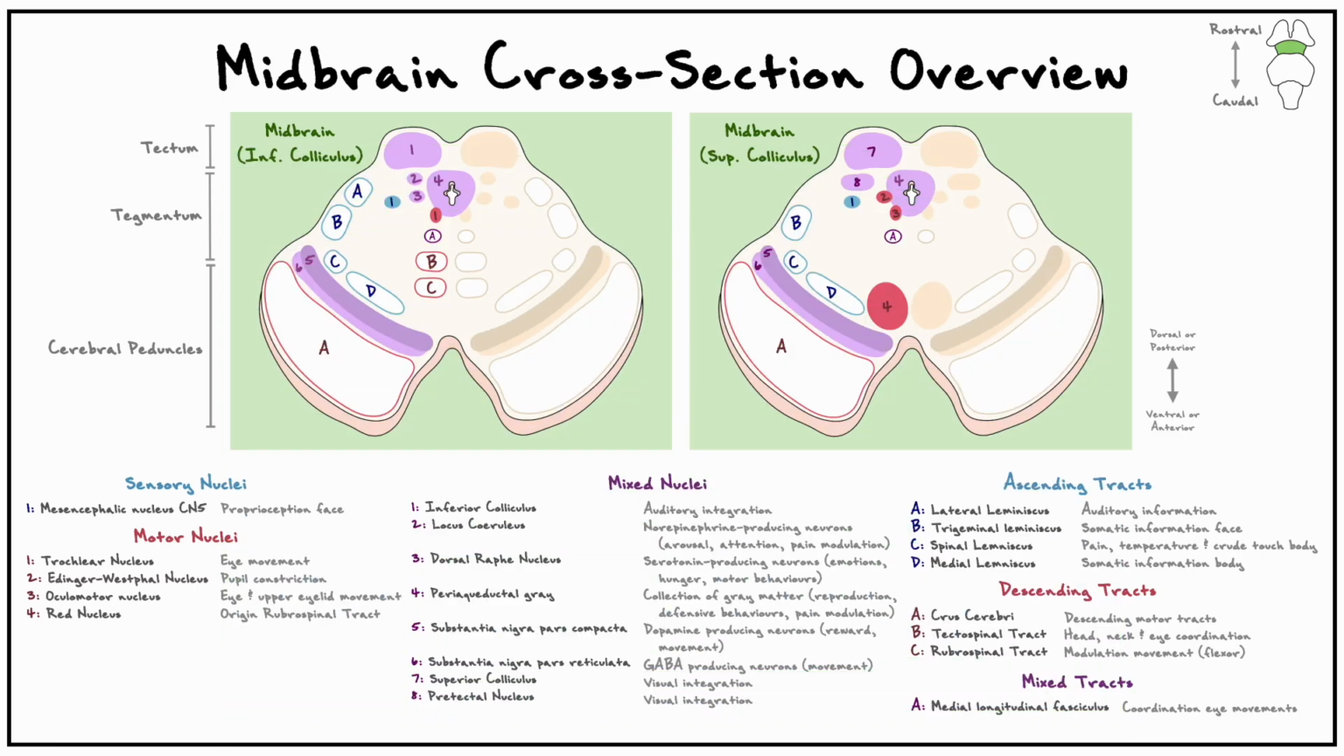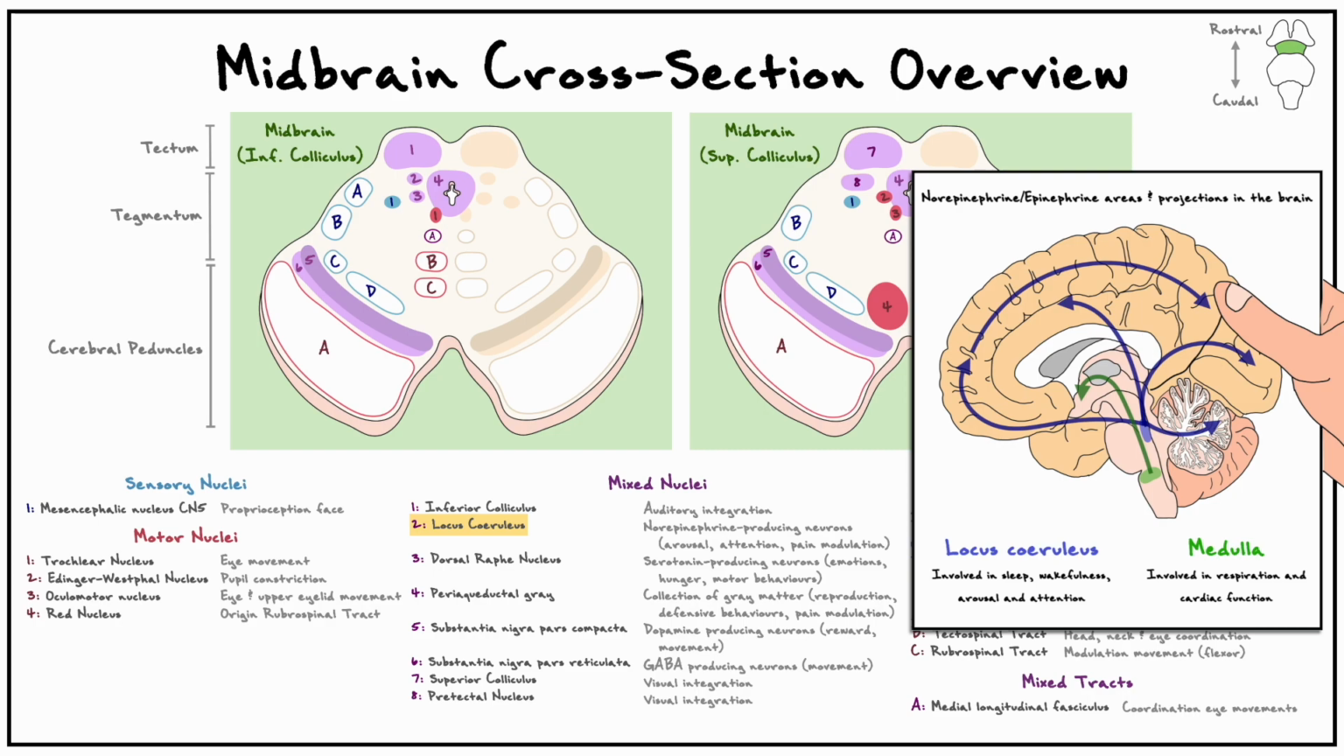For example, we can first consider the locus coeruleus, which is an important nucleus that contains cell bodies of the neurons that release norepinephrine. As we mentioned in the discussion about norepinephrine, the projections coming out of this nucleus go all over the brain and influence different components of our lives, such as our sleep, levels of wakefulness, arousal, and attention. Additionally, it is also known that the locus coeruleus is involved in pain modulation.